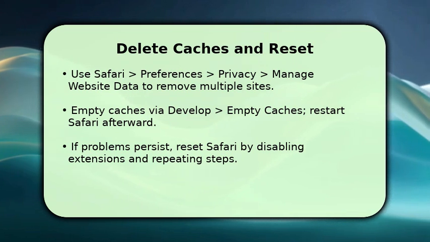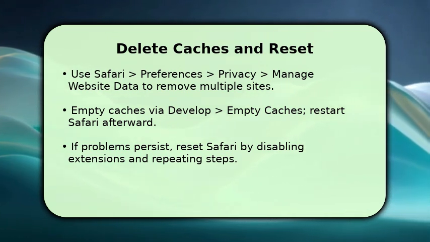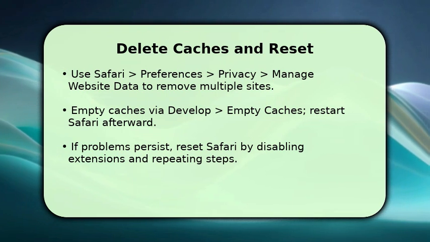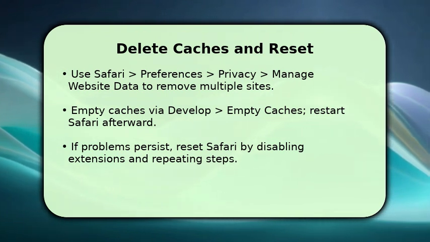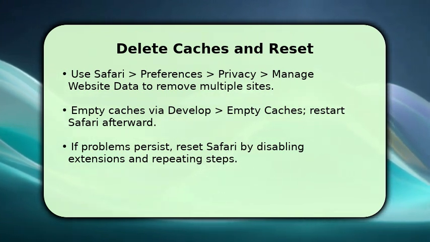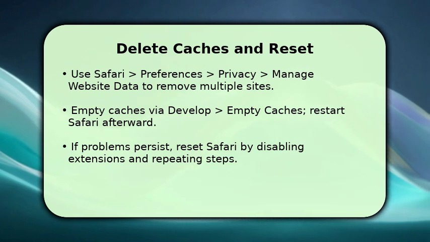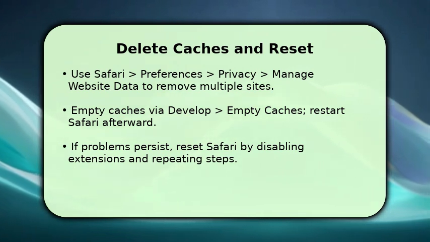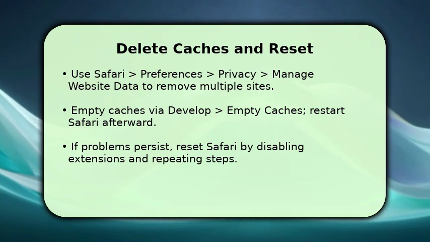If issues persist, disable extensions and repeat the inspection and clearing steps because extensions can recreate storage. One troubleshooting tip: if a site still behaves badly, test in a private window to isolate browser-level storage from persistent site settings.